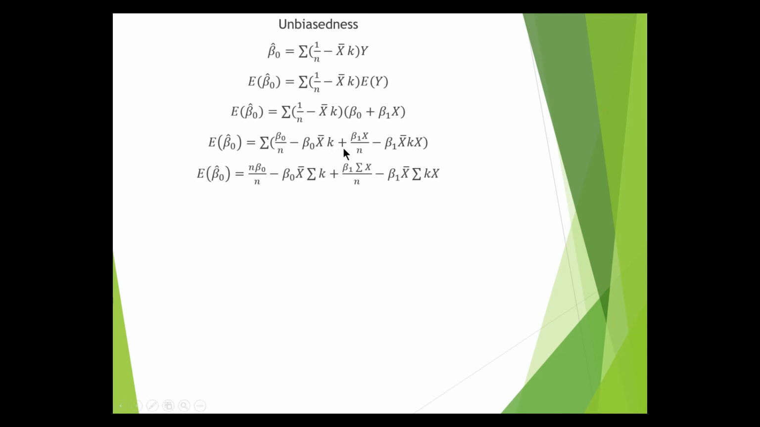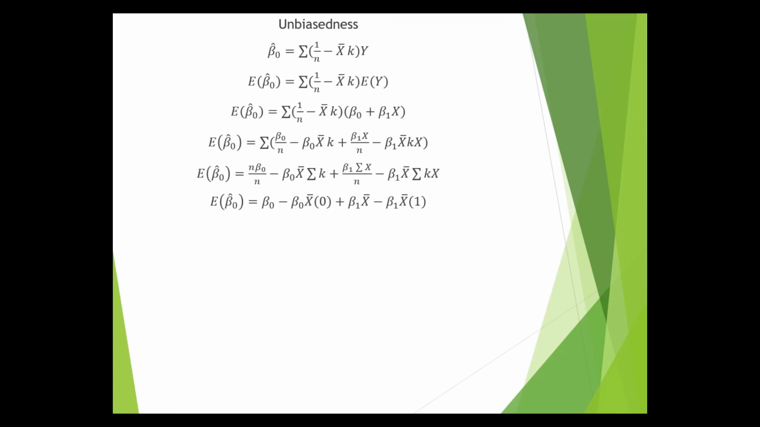variable taken from the OLS estimator. And here I have taken the sum of x, because b1 is constant, and x bar is constant. I am taking the summation of kx. And we already know that summation k is equal to 0 and summation kx is equal to 1. We have proved it in the last slides.